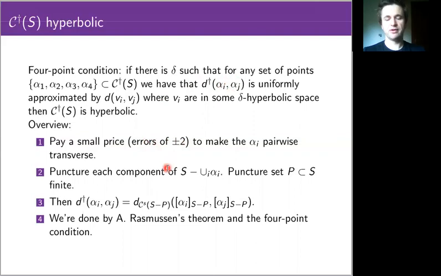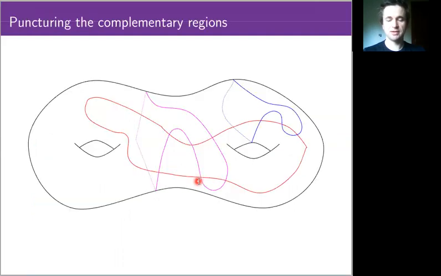And therefore, there are only finitely many complementary regions to the union of these four curves. And then we puncture each component in the complement of the curves. There are only finitely many complementary regions, so there'll be finitely many punctures. Here's an example. Got some curves on the surface. They might intersect really badly and far from minimally in their isotopy classes. In other words, there are bigons on the surface, but we just put a puncture in each complementary region.